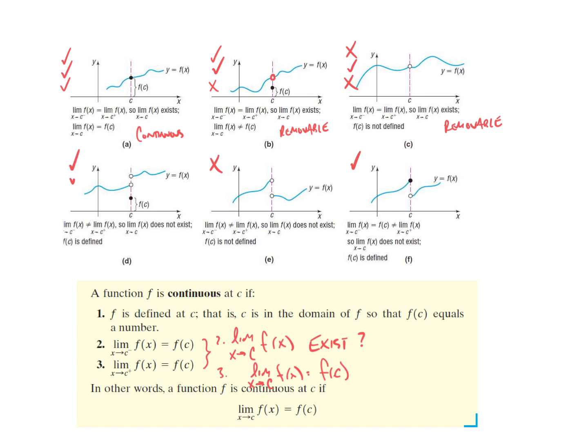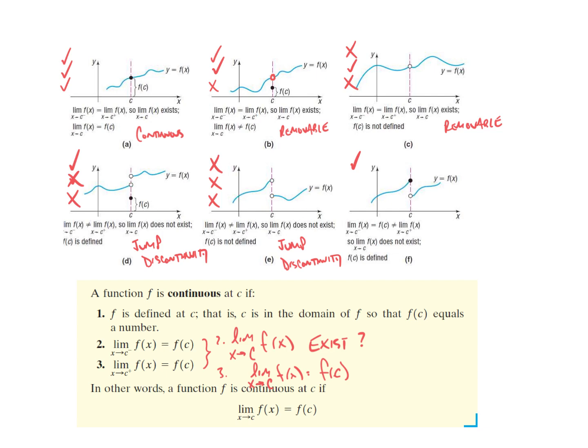For D, those limits don't agree. The left-hand limit does not agree with the right-hand limit, and neither of those agrees with the value of the function. So that's discontinuous. That would be a jump discontinuity. Right here, we've got another jump discontinuity, because the left and right-hand limits do not agree, and they certainly are not equal to the value of the function at c, because there is no value of the function at c.